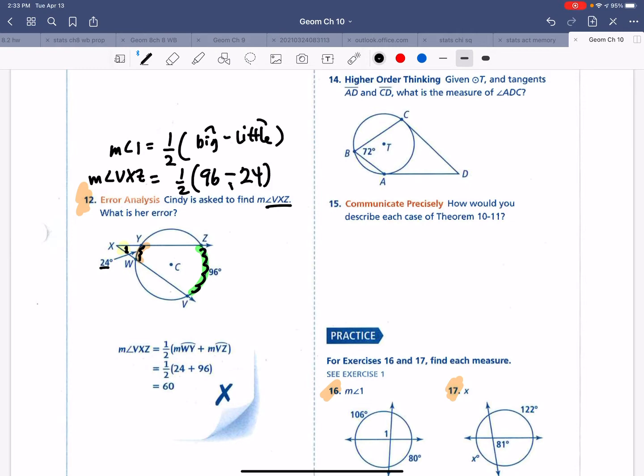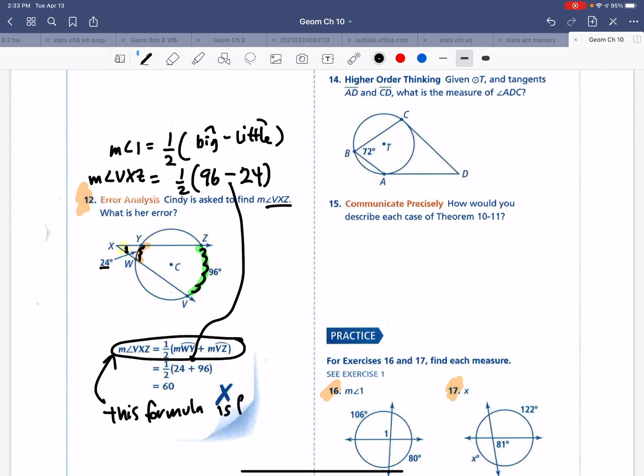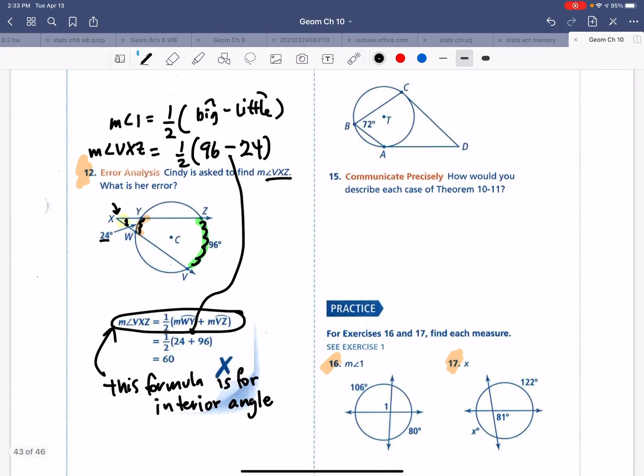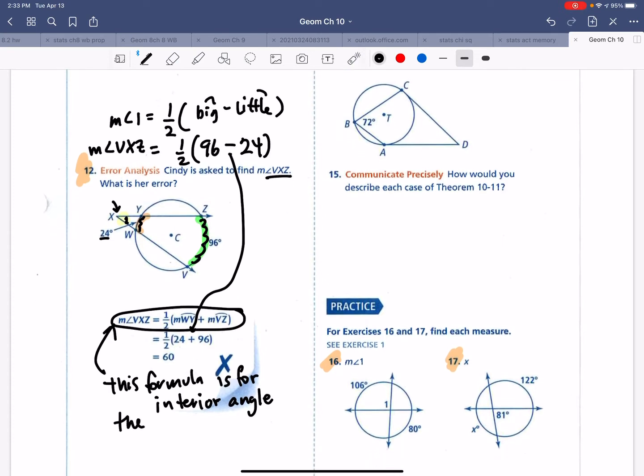So I see what they did already. They added. This formula is for the interior angle. And this angle X, this angle is outside. So they need a subtraction sign.